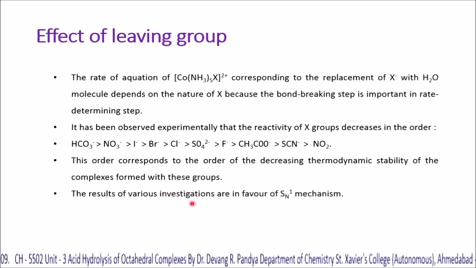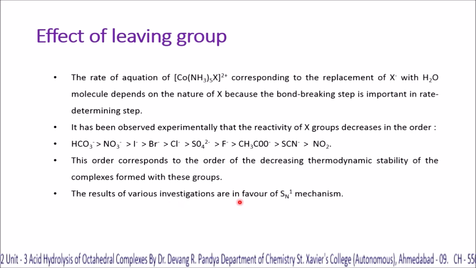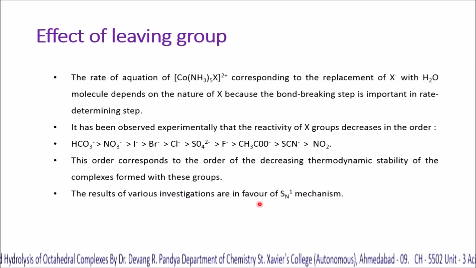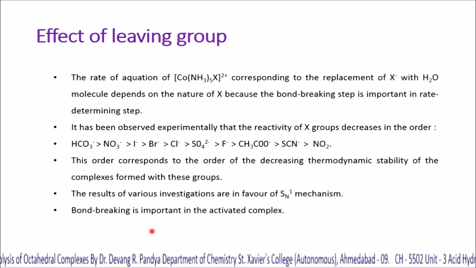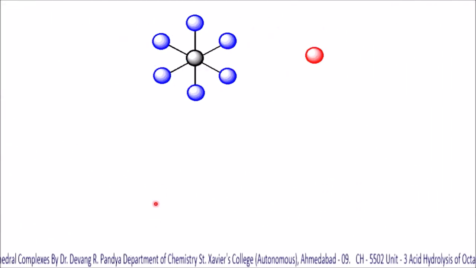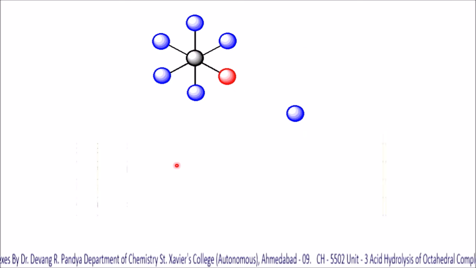The result of various investigations indicates that SN1 is the mechanism through which the ligand substitution reaction takes place in acid hydrolysis. Bond breaking is important in the activated complex at the end, that you need to keep in mind. So this bond breaking and bond making process is important.